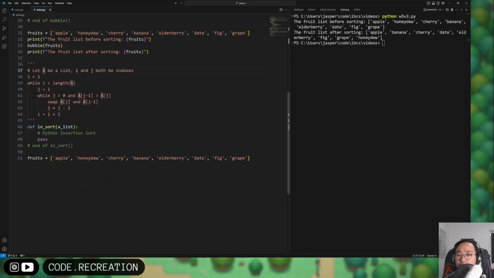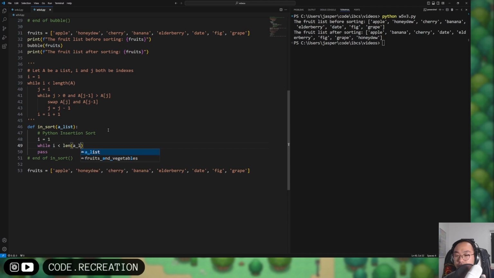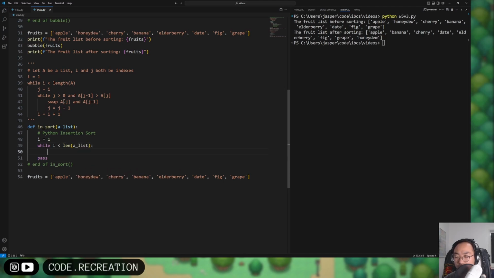It says let A be a list, I and J are both indices. So what we're going to do is, I don't want to call the variable A, so I have a list being given to this insertion sort. And in this case here, I is set to 1, just like what our pseudocode says. And we're going to say I is less than the length of our A list. We're copying it over, and J is going to be updated to I.